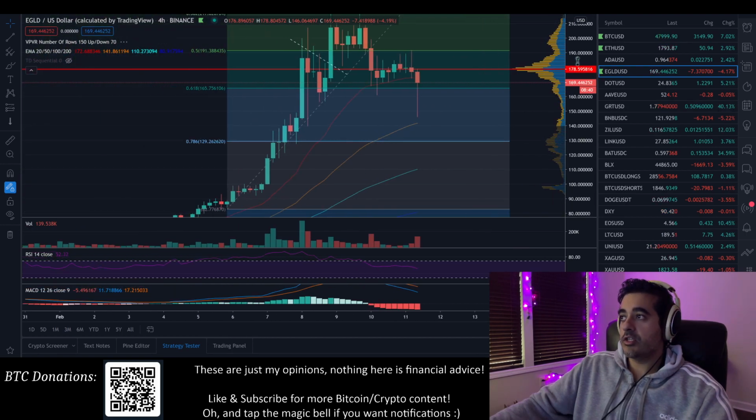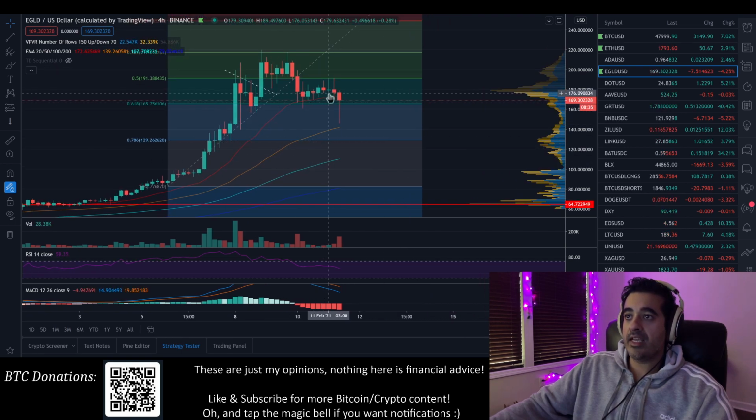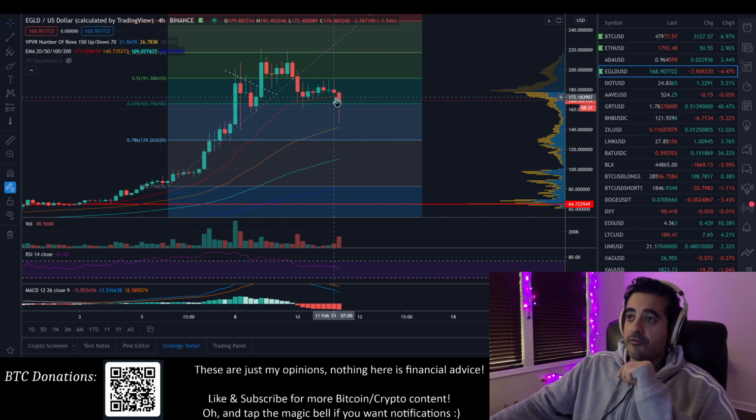So when we switch time frames and look at the 4 hour time frame, you see on the 4 hour our 20 exponential moving average here in red. We were actually on this line for quite a while.